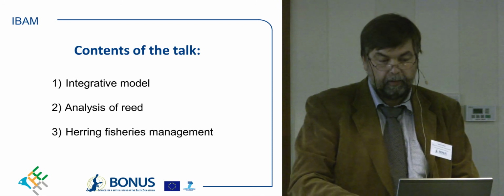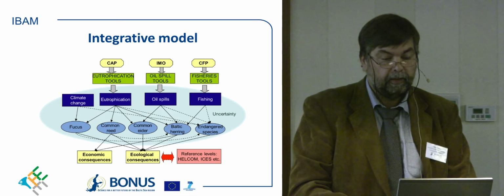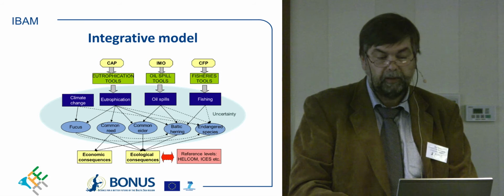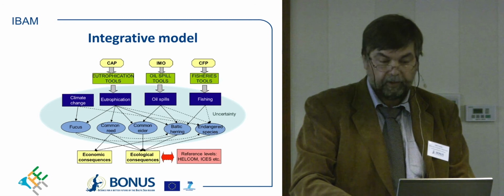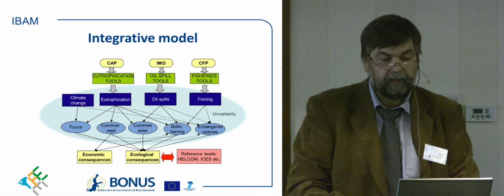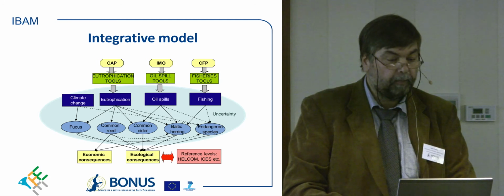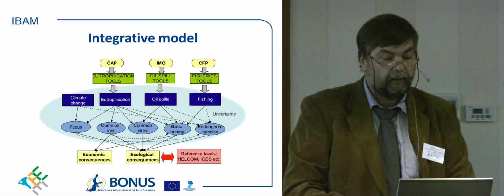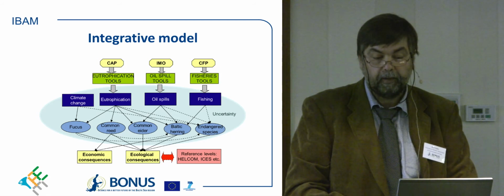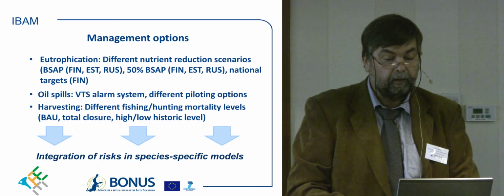The integrative model is about linking the different policy areas of the EU common agriculture policy, especially then as well IMO oil spill management, and then the common fisheries policy, fisheries tools, and looking at the combined effects of these different policy elements. In the case of eutrophication, we have applied those management actions which have already been agreed by society, the policy action plan targets, and as well looking at non-perfect implementation, that in a case that only 50% of the reductions would have been obtained.